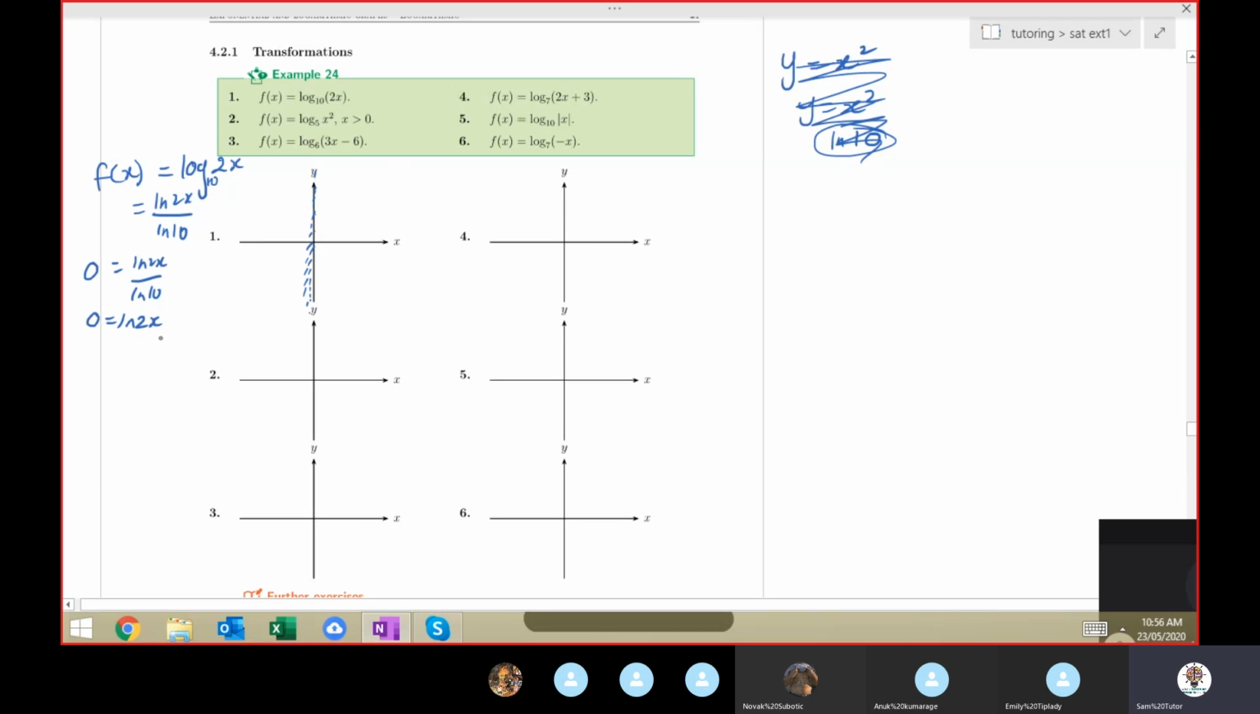0 equals log of 2x. What must I do to both sides? Isn't it exponential? Yeah, you'll do the opposite of log. So you exponential both sides. E to the 0, anything to the power of 0 is 1. The whole point of why you exponential is so that it can cancel out. So E and log will cancel out, and you're left with 2x, and voila. X equals a half.